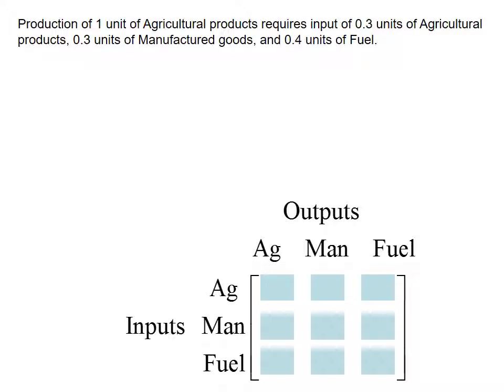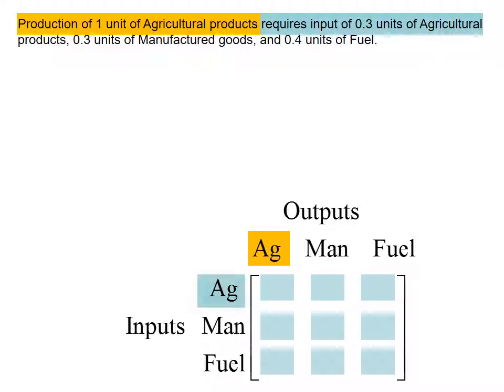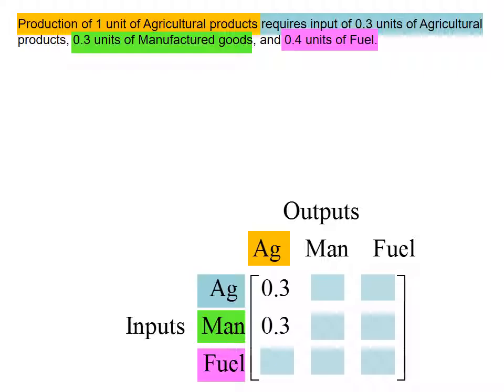Now here was our first sentence. Production of agriculture is column 1. That requires an input from agriculture, row 1, of 0.3 units, an input from manufacturing of 0.3 units, and an input from fuel of 0.4 units.